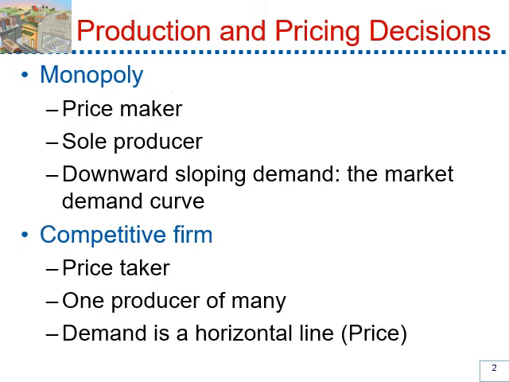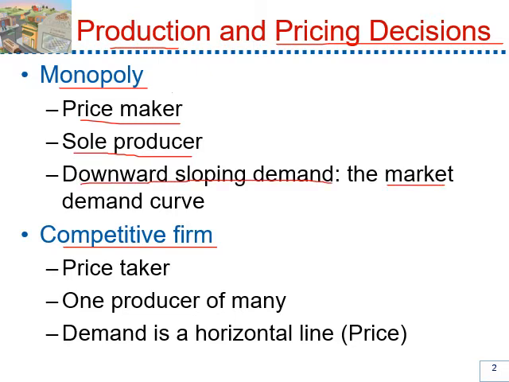With respect to production and pricing decisions, let's compare a monopoly to a competitive firm. Some of the characteristics of a monopoly: the monopoly is a price maker, so it can charge higher prices. The monopoly is the sole producer, the single producer of the product, so there is no close substitute. So the demand curve for a monopoly is downward sloping, which is also the market demand curve.